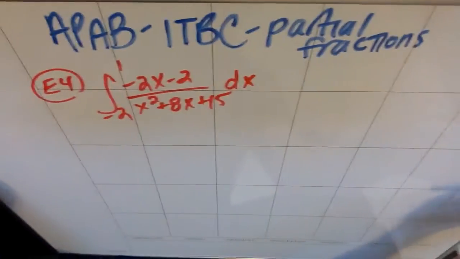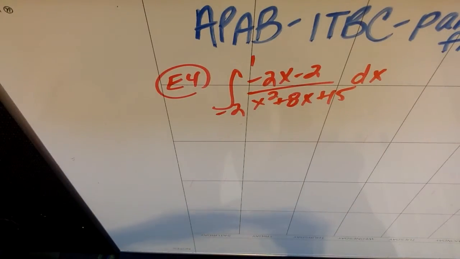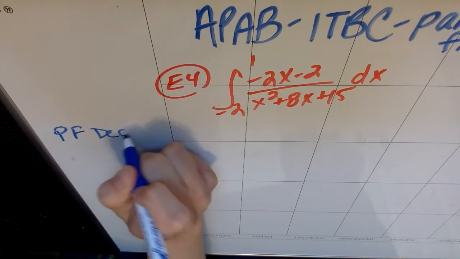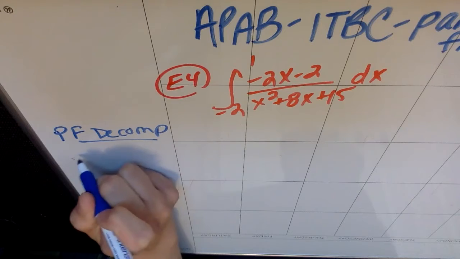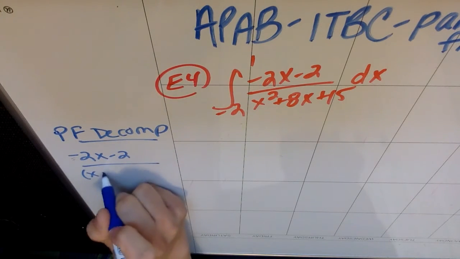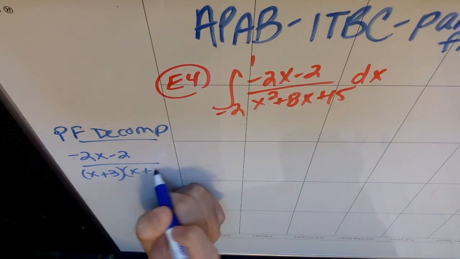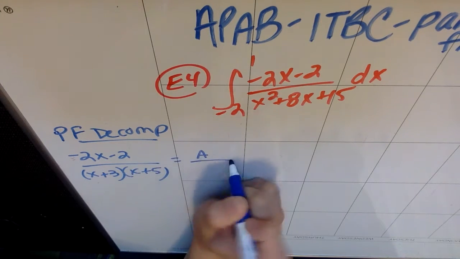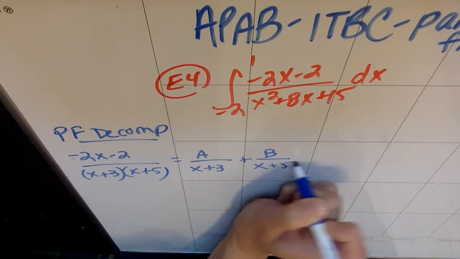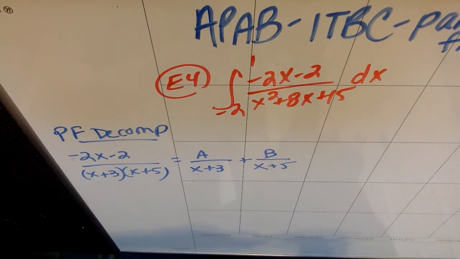So I'm going to make the same suggestion I've been making, which is that it makes the most sense to separate this and do your work on the partial fraction decomposition first. So I have this negative 2x minus 2 on top of, when I factor this, x plus 3 times x plus 5, right? That means I have two linear factors. I'm going to get A over x plus 3 plus B over x plus 5. So really my task here is to find A and B.